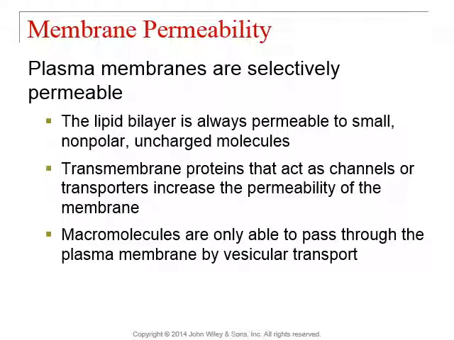Anything larger than these particular types of molecules, in this case glucose, some amino acids, some proteins, these are the macromolecules. These will only pass through the plasma membrane by vesicular transport, which basically will fuse with the plasma membrane and either import macromolecules into the cell, or on the flip side, export them out into extracellular fluid.